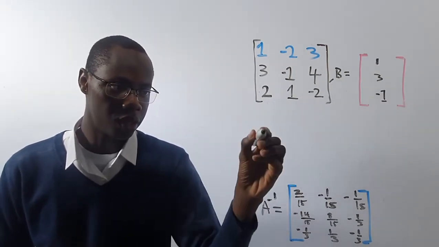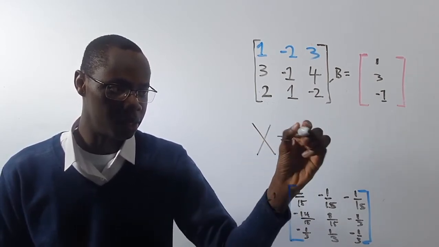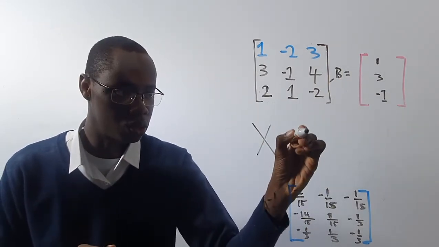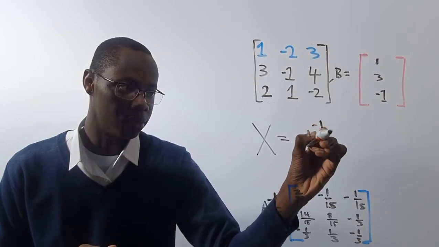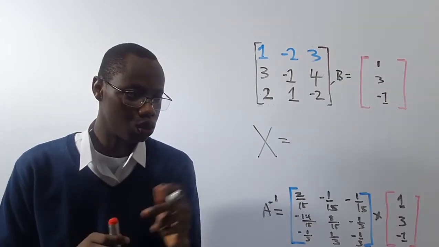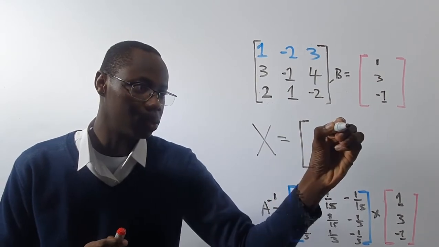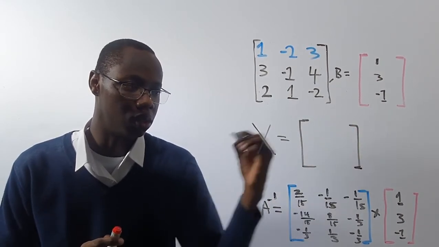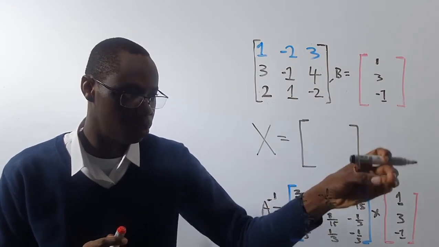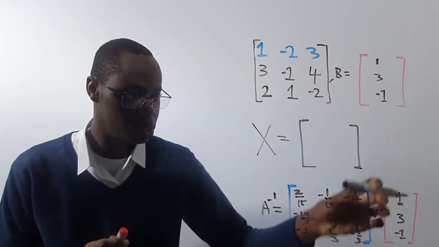And now to find our x, which is our final answer, all we need to do is multiply the inverse by b. Remember, to find our x, our final answer, all we need to do is take this inverse and multiply it by b. So once you multiply this by this, you get the final answer, A, B, and C. So all you need to do is take all the elements here and multiply by all the elements here.